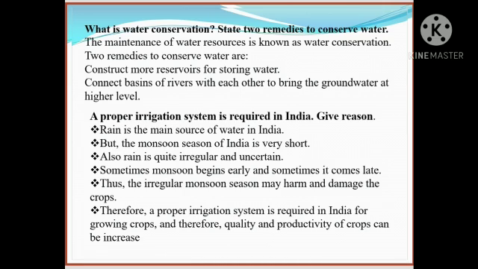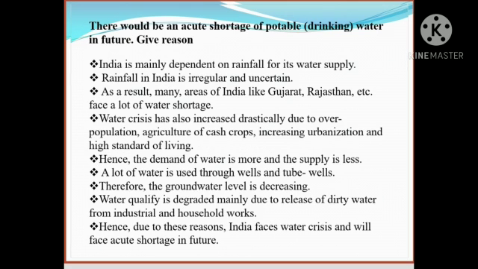A proper irrigation system is required in India. Give reason. Rain is the main source of water in India, but the monsoon season of India is very short. Also, rain is quite irregular and uncertain. Sometimes monsoons begin early and sometimes they come late. Thus, the irregular monsoon season may harm and damage the crop. Therefore, a proper irrigation system is required in India for growing crops, so that the quality and productivity of crops can be increased.